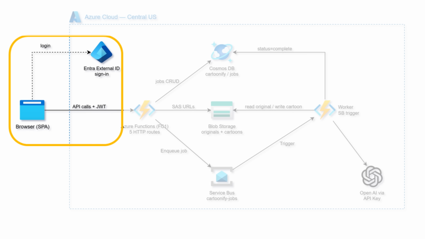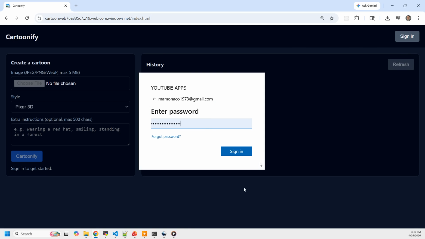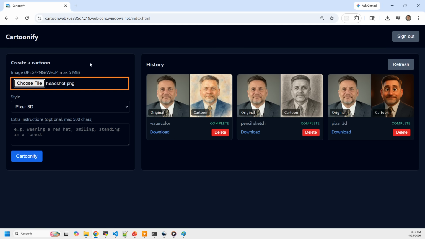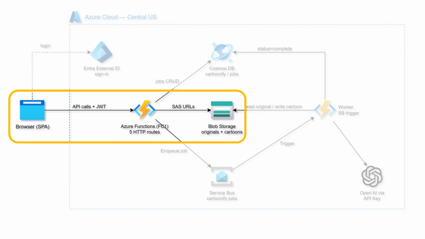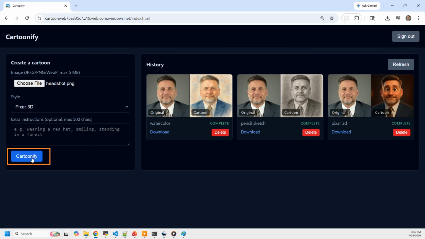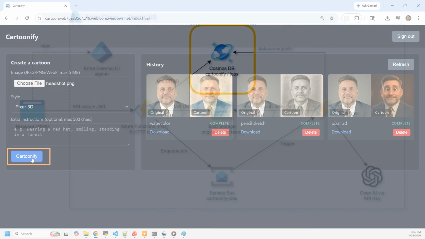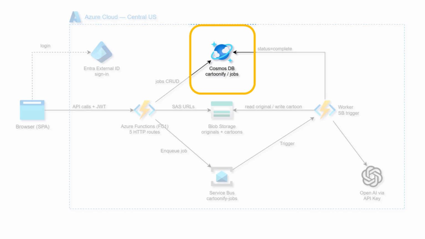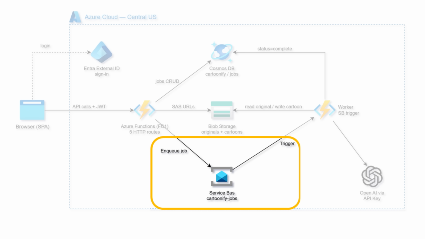First, the user signs into the web application using an Entra ID external tenant. When the user selects Choose File, the image is uploaded to a storage account. When the user selects Cartoonify, the API does two things. It creates a job record in Cosmos DB. Then it sends a message to the image processing service bus.